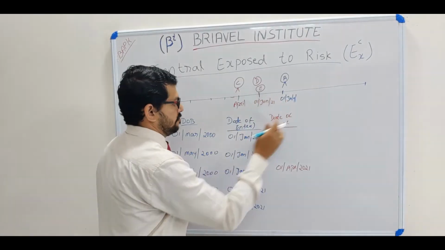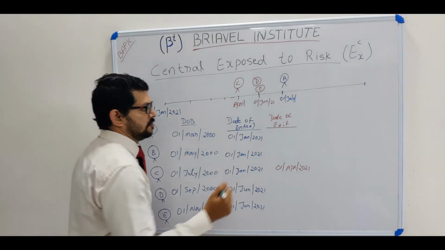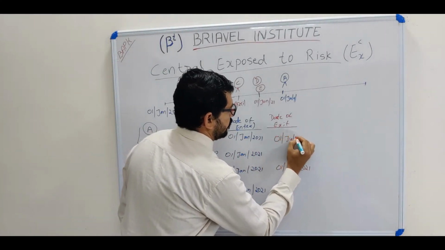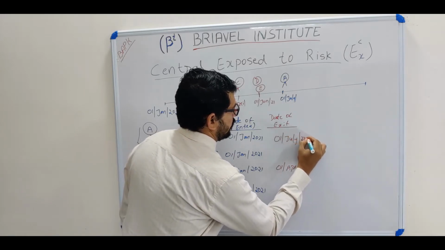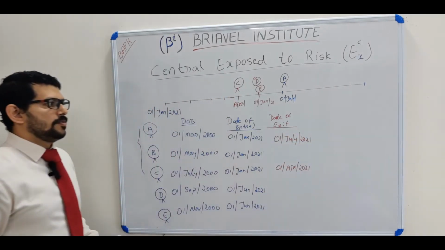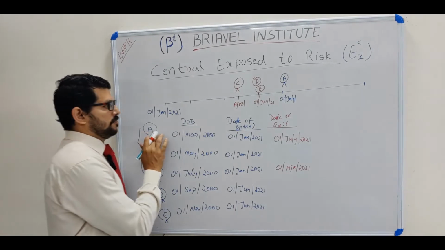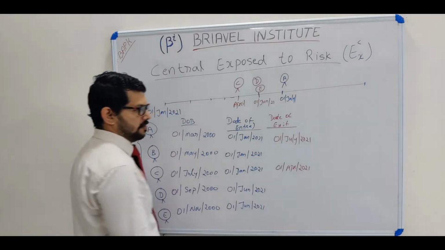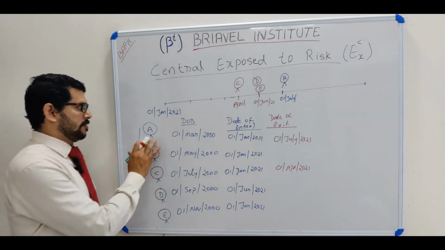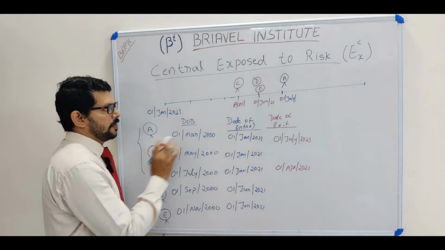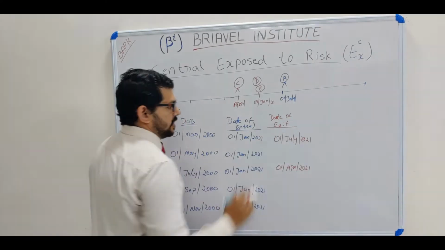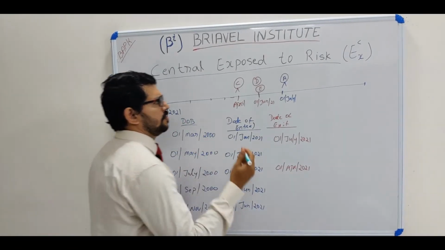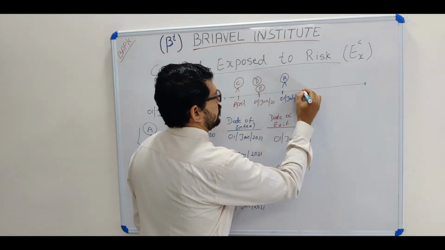Once he has died, this matter is over. So this fellow exited on 1st July 2021, and our observation is stopped. This fellow died at the time, 1st July 2021, so our observation is over for this fellow. So his date of exit is like that. Again, they enjoyed the forest.